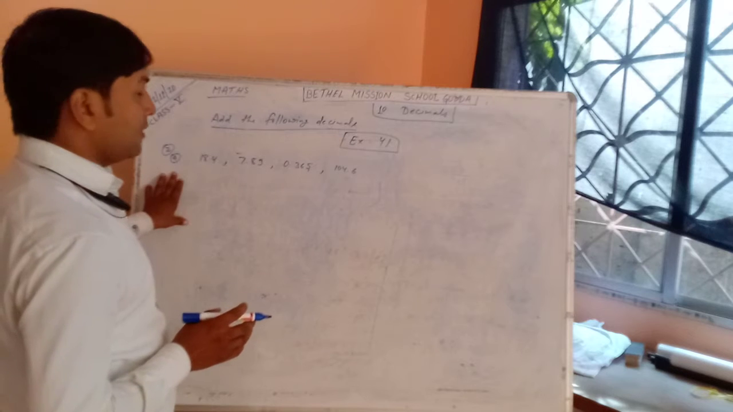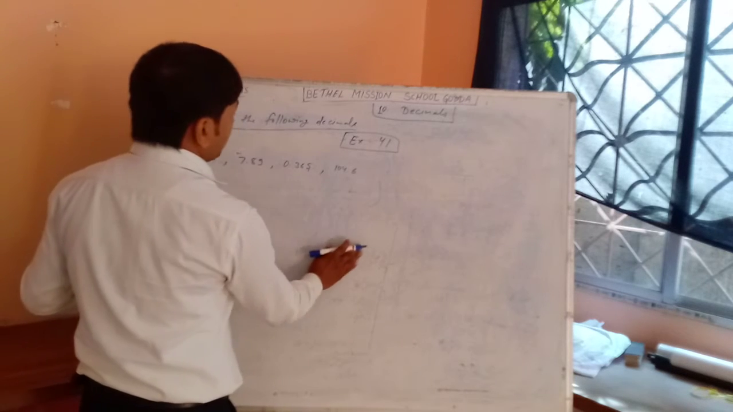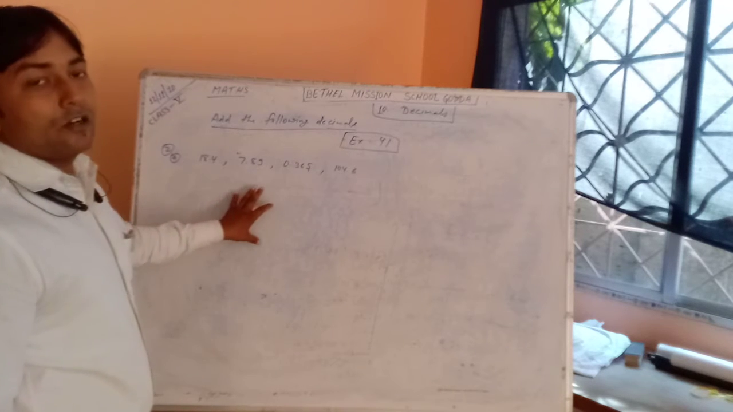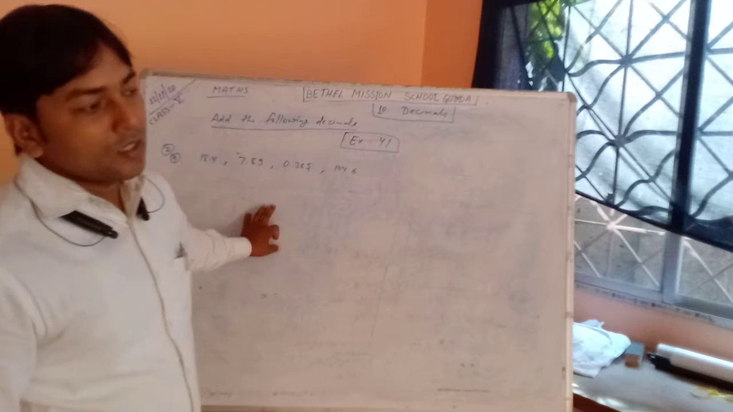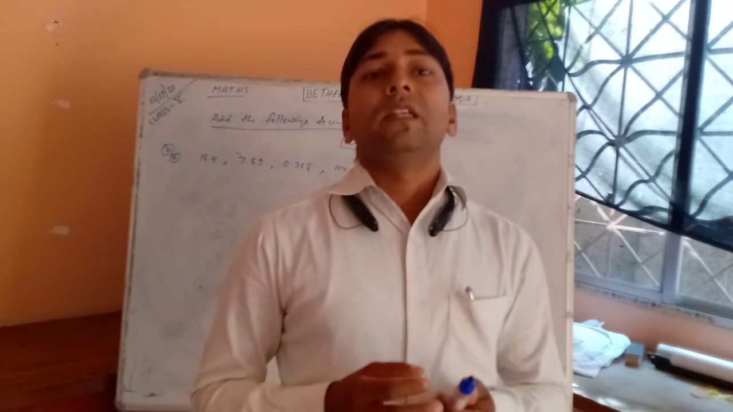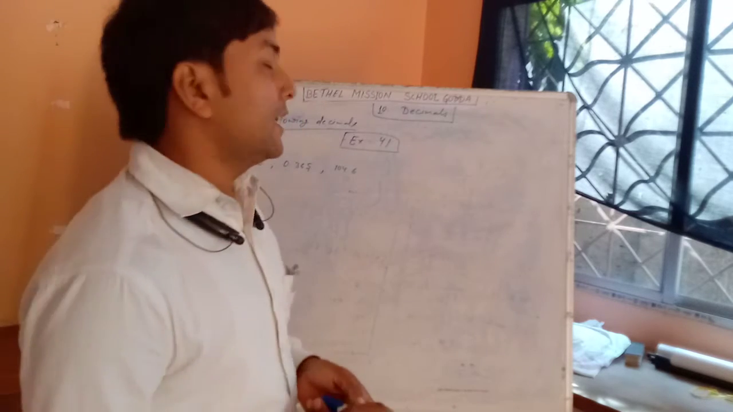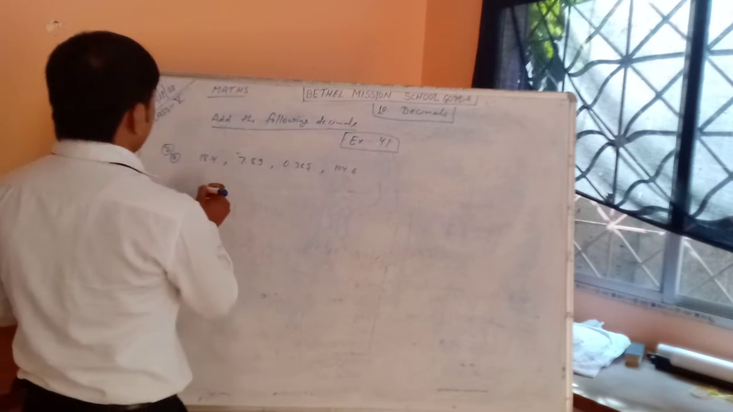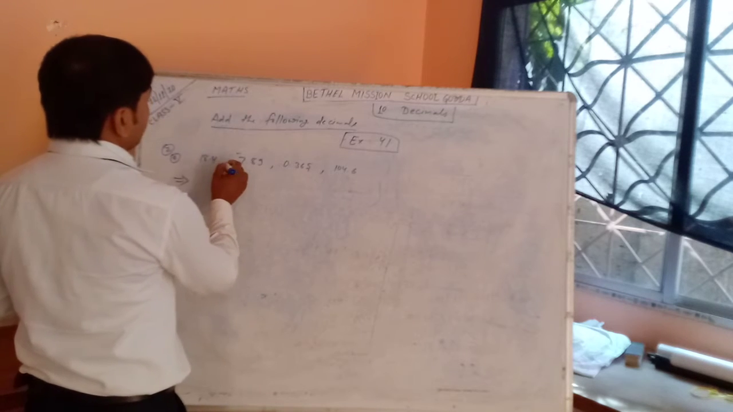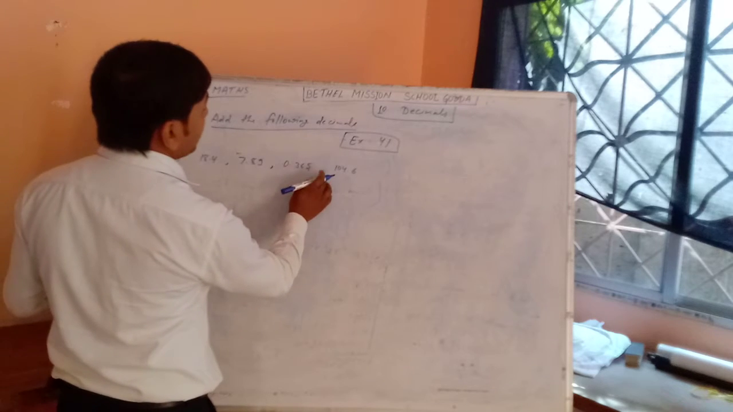Question number 2a. There are four decimal numbers given, but these are not like decimals. First, we will change the decimal numbers into like decimals, then you can add. Only then you won't make any mistake.